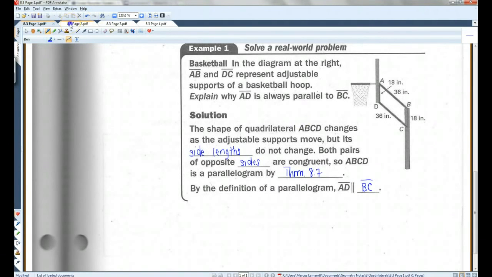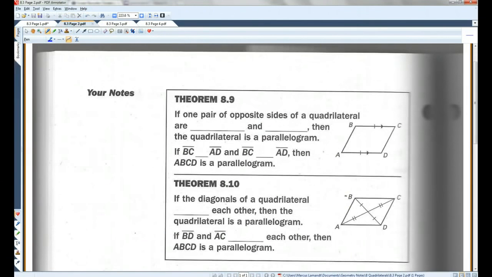Alright, page 2. Okay, if one pair of opposite sides of a quadrilateral are both congruent and parallel, okay, so if in this case AD and BC are congruent and parallel, then the quadrilateral is a parallelogram. So if these are congruent and these are parallel, parallelogram. You don't need to know anything about the other two sides.